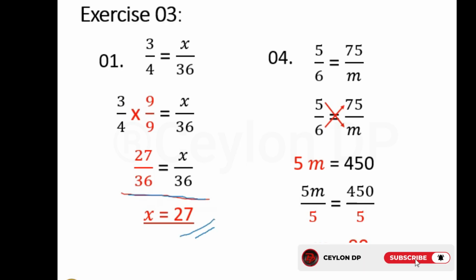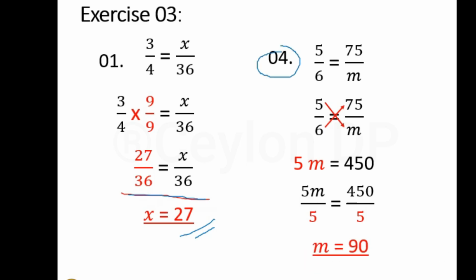That's the final answer. In the fourth one, there are also different kinds of methods to solve this. In here you can't easily identify what is the denominator. Therefore, cross multiplication also you can use. Cross multiplication means 5 multiplied by m and 6 multiplied by 75. Then 5m equal 450.